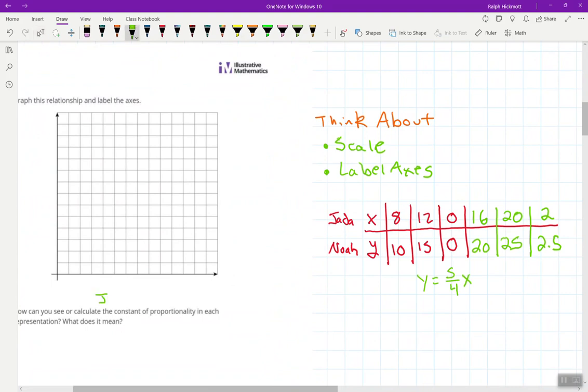So we had Jada at the bottom. We're going to put Jada's steps, because that's technically what the units are. And on the side, we have Noah's steps. Okay. Label them first, and then for the scale, we kind of want the big things to think about with scale. Okay, so I'm going to put a few pointers about it.